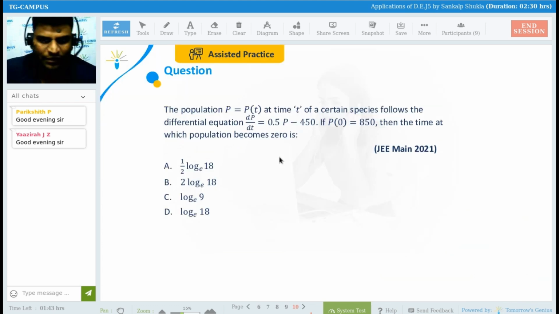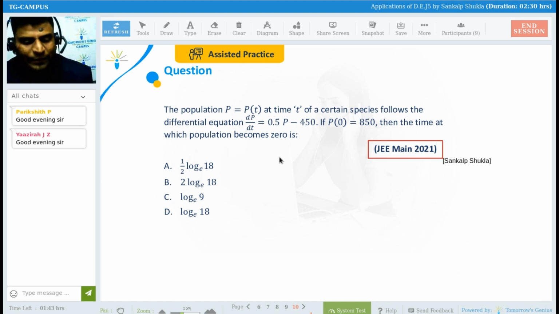Next question. See, now these are the questions from JEE Mains, based on this topic, applications of differential equation. Okay, kindly focus. How is the question? See, the population P equals P of t at time t of a certain species follows the differential equation dP by dt is equal to 0.5 P minus 450.